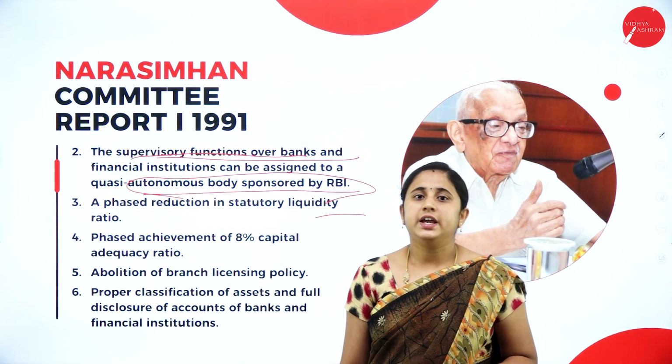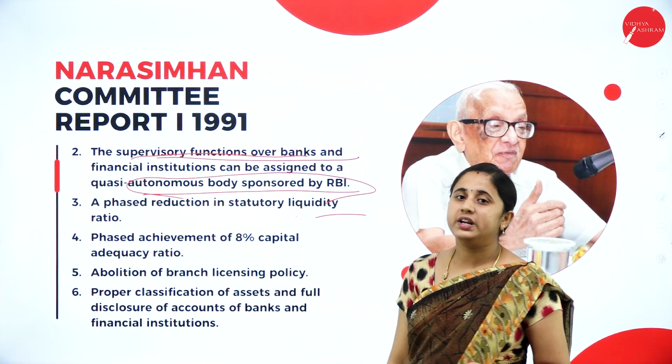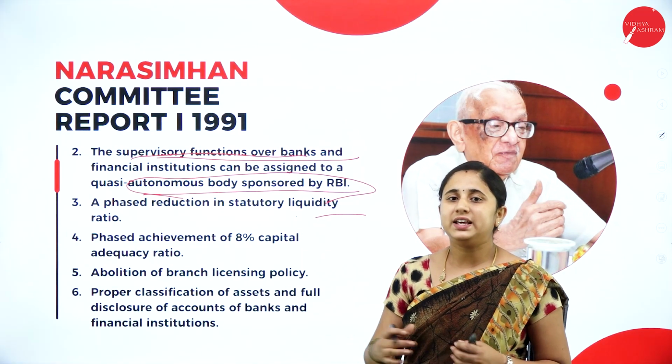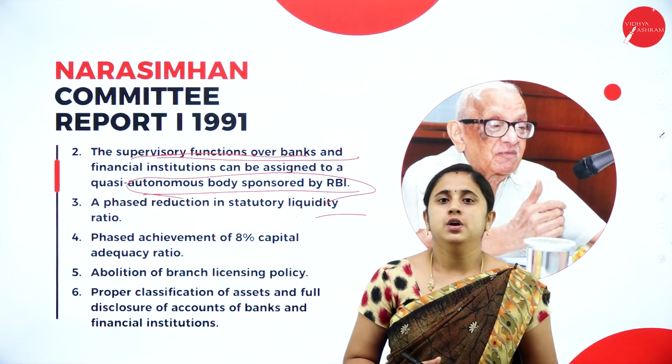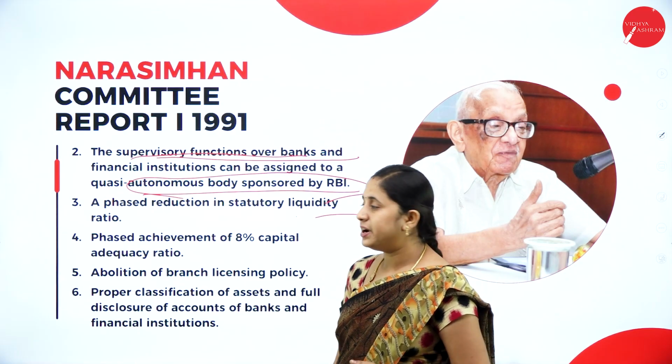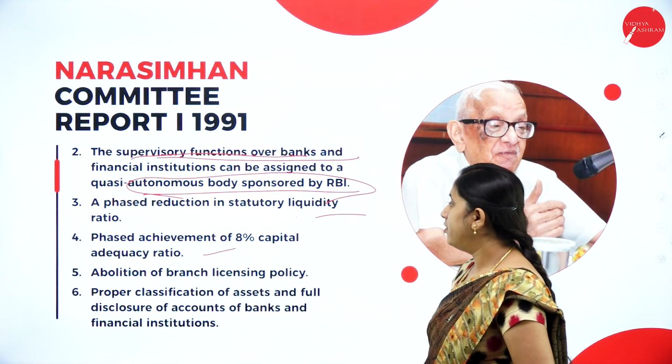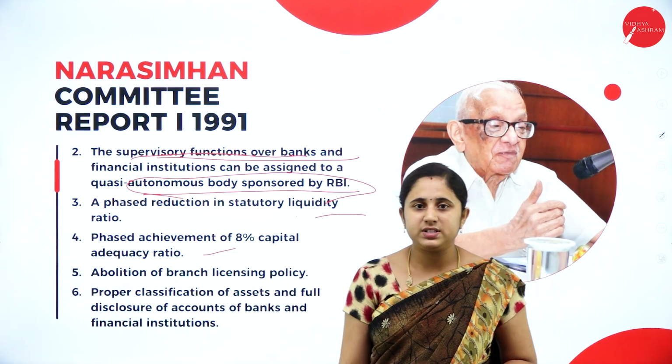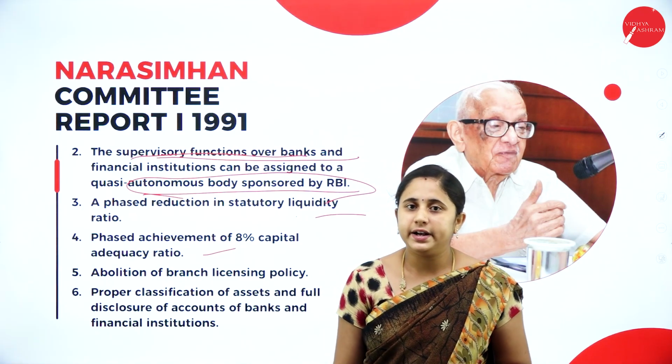So they suggest reducing the statutory liquidity ratio in order to maintain price stability and develop the Indian economy. Next recommendation was phased achievement of 8% capital adequacy ratio. What do you mean by capital adequacy ratio?